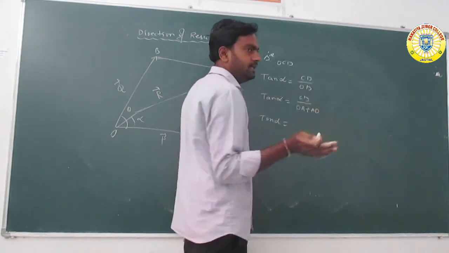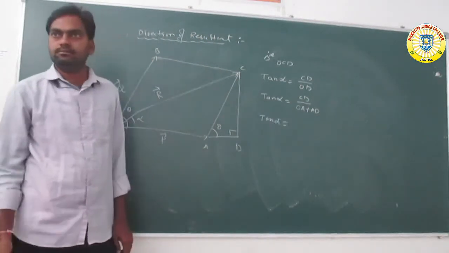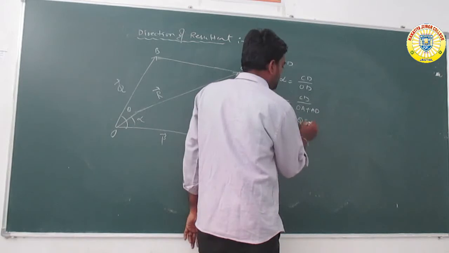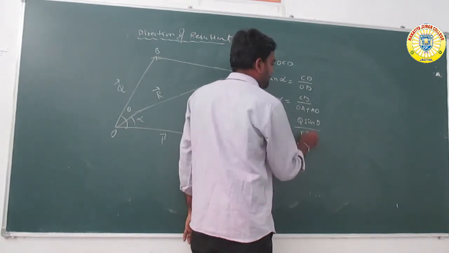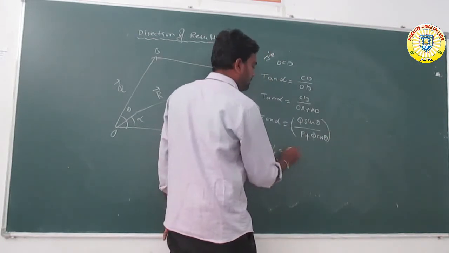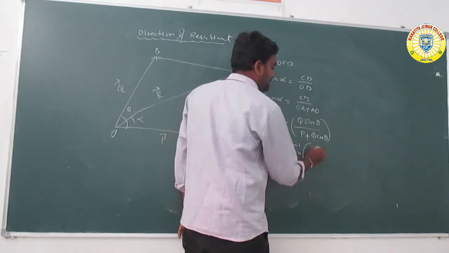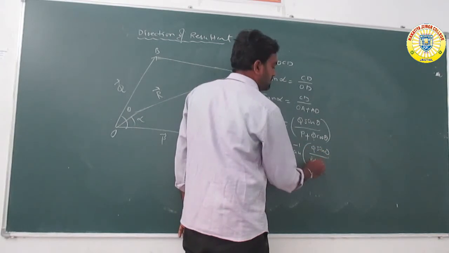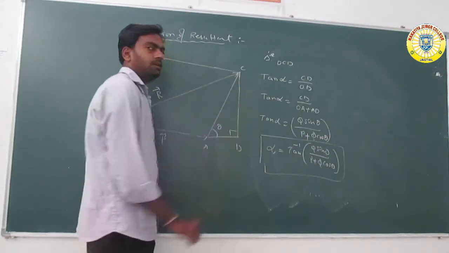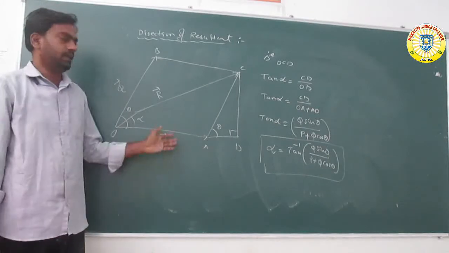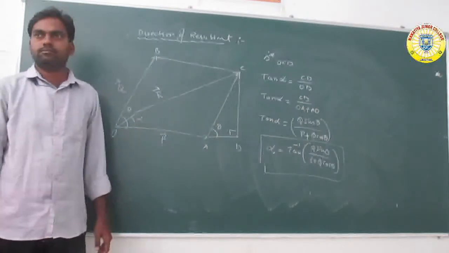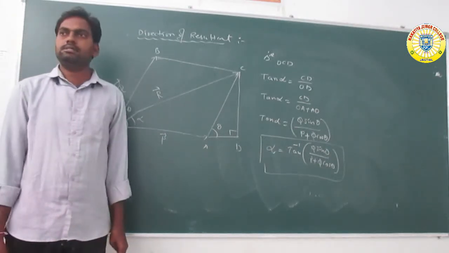I have to find out CD. So what is the value of CD? Q cos theta or Q sin theta? Q sin theta. So Q sin theta by OA, where OA means P, and AD is equal to Q cos theta. Alpha is equal to tan inverse of Q sin theta by P plus Q cos theta. So this is the direction of the resultant vector.